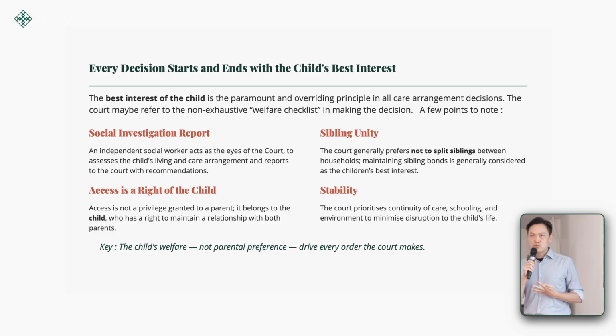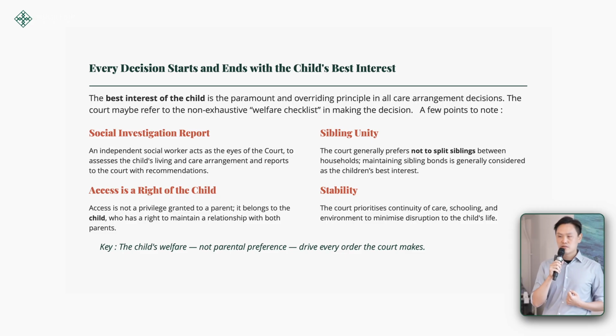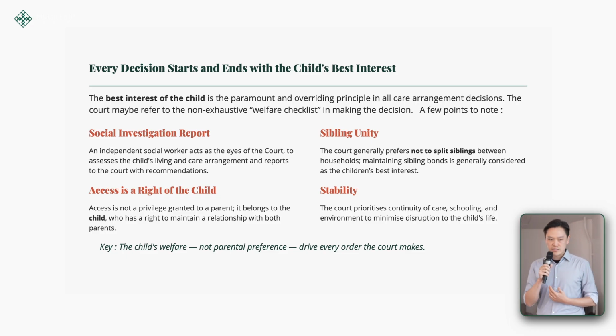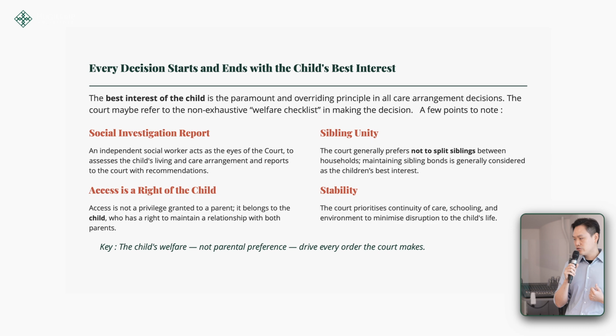What the court would typically do when dealing with children arrangements is call for social welfare reports. The social welfare officer from the Social Welfare Department would then do the investigation. They will do home visits. They might go to the school and talk to the teachers, talk to all the carers, and then make recommendations to the court. So they are essentially the eyes and ears of the court.